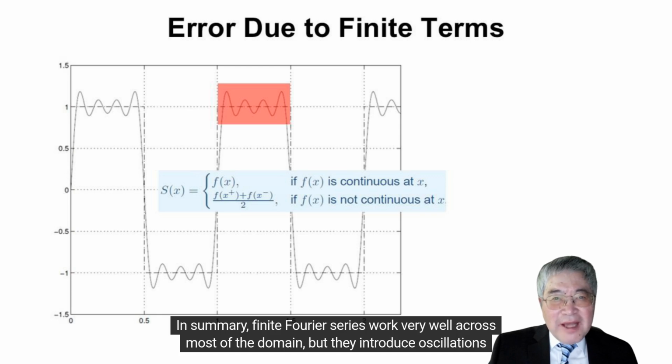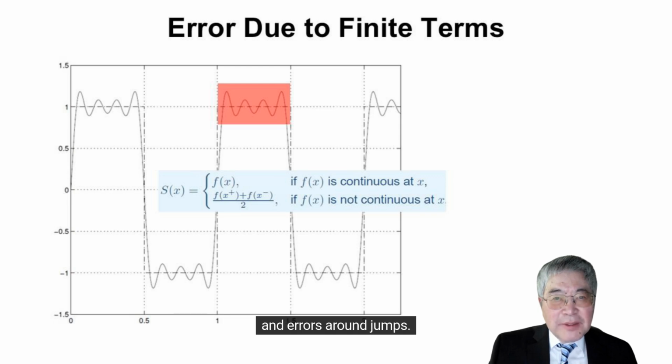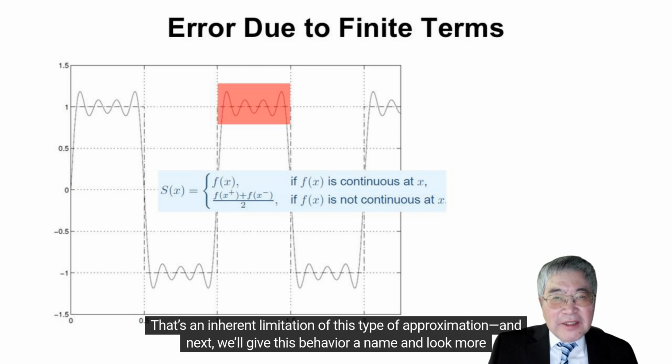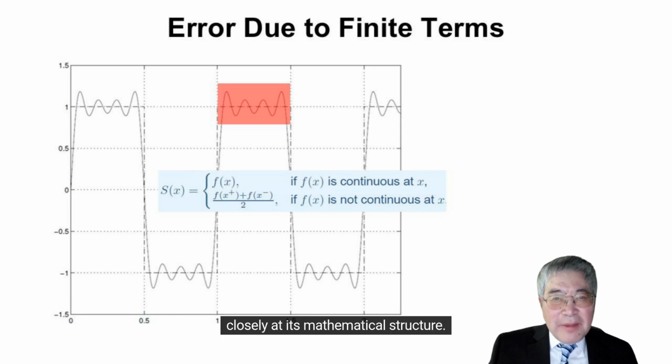In summary, finite Fourier series work very well across most of the domain, but they introduce oscillations and errors around jumps. That's an inherent limitation of this type of approximation, and next, we'll give this behavior a name and look more closely at its mathematical structure.